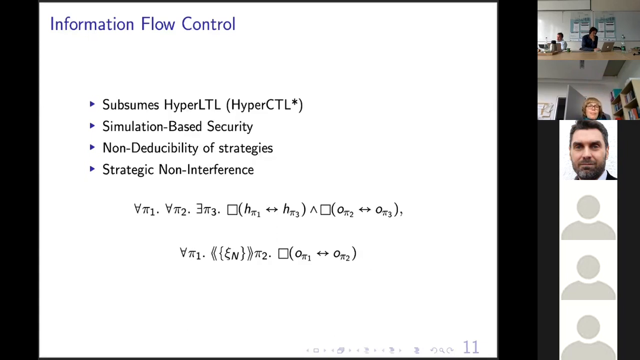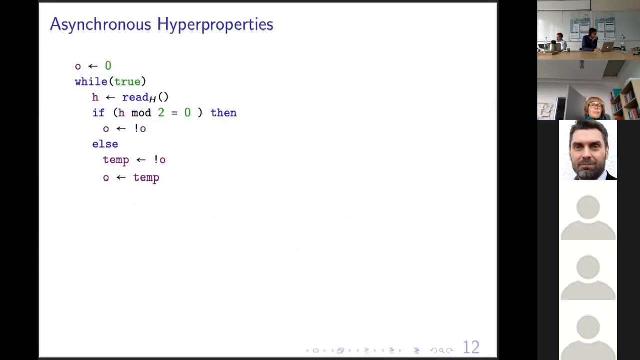And another area where we are very expressive are asynchronous hyperproperties. So why do we need this? Well, let's consider this simple program here. Essentially, we again read a secret input in each iteration. And then depending on whether this input is even or odd, we either flip our output proposition directly or we do so using a temporary variable. Now the problem is, intuitively the program seems secure because the output of the program is the same no matter what the input is. We just flip our output proposition, but most of the existing hyperlogics are synchronous in the sense that they traverse the traces of the system in a synchronous fashion.